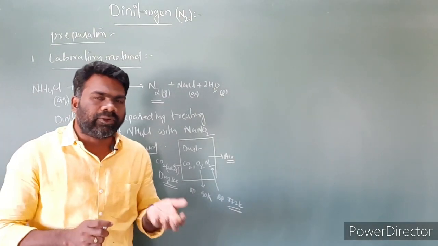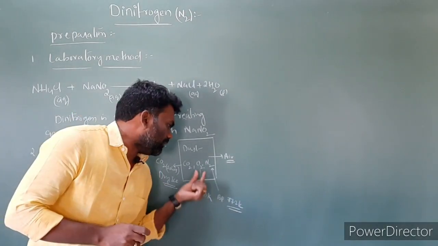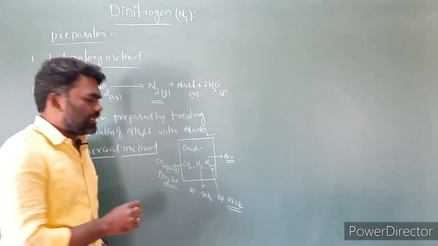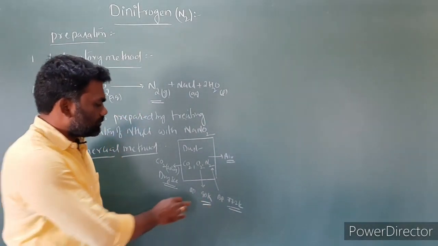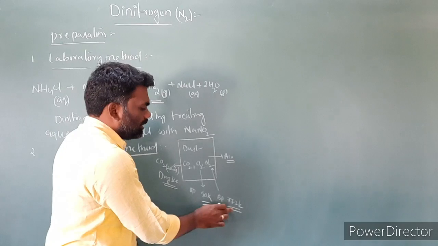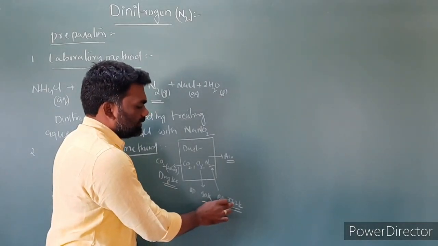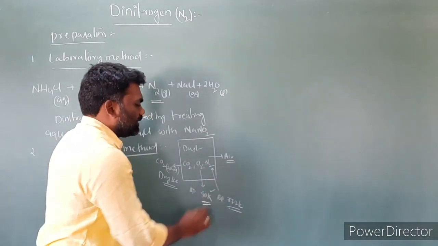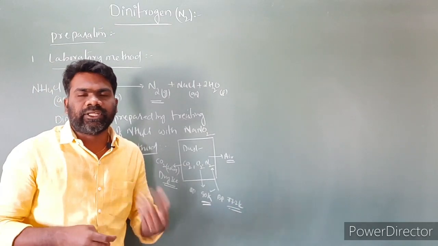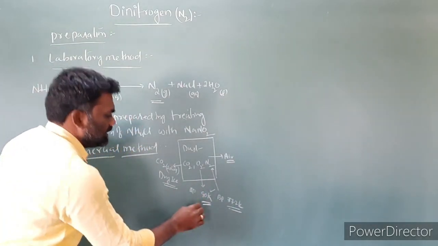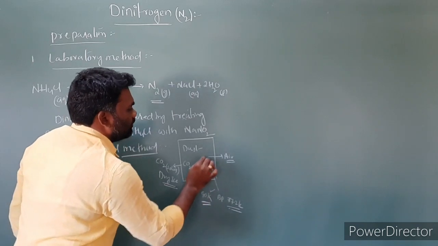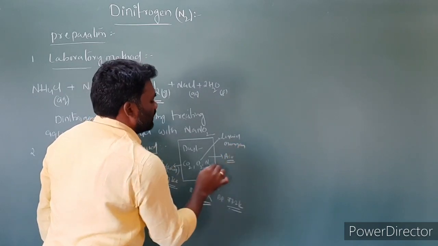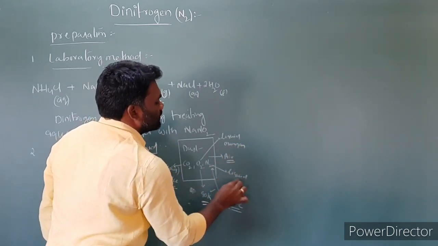Then we have to raise the temperature slowly. The boiling point of oxygen is 90 Kelvin and the boiling point of nitrogen is 77.2 Kelvin. When the temperature reaches 90 Kelvin, the oxygen will vaporize, converting into gas state. Here we have liquid oxygen, and here liquid nitrogen.